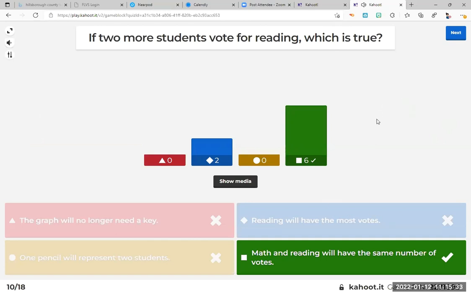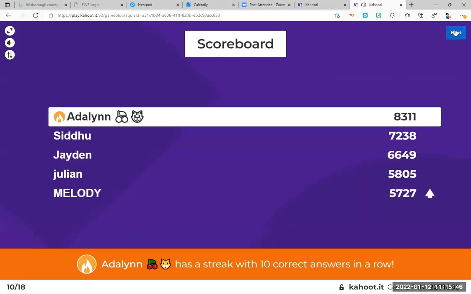Woohoo! Beautiful. If you said math and reading will have the same number of votes, you're right. If you colored in a little pencil, two more pencils in the reading, math and reading would match. They would be the same and equal. Fabulous. Okay, we're going to stop because, woo, Miss Cruz is tired.